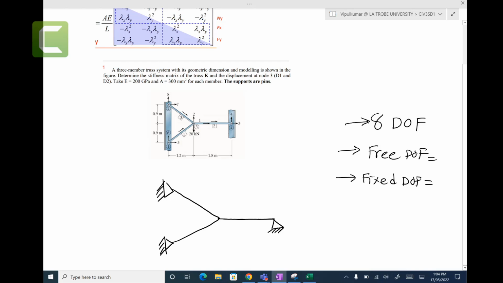So we have a total of 8 degrees of freedom. Each node has 2 degrees of freedom, and there are 4 nodes in total: node 1, node 2, node 3, and so on. Out of 8 degrees of freedom, how many are free? 2 free degrees of freedom, that is correct, and the remaining 6 are fixed, because at the 3 support points you have fixed degrees of freedom, which are zeros. The 2 free degrees of freedom are the unknown displacements, D1 and D2.